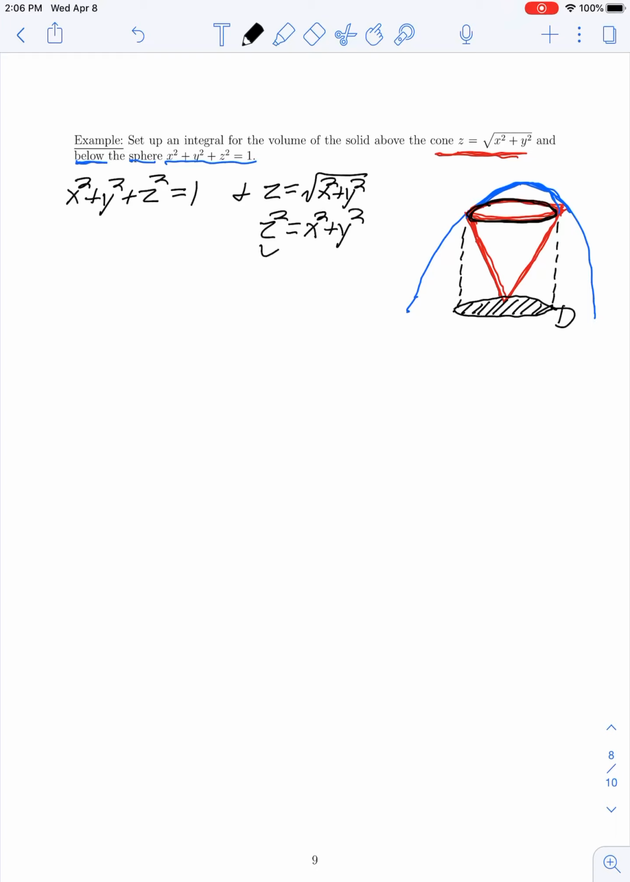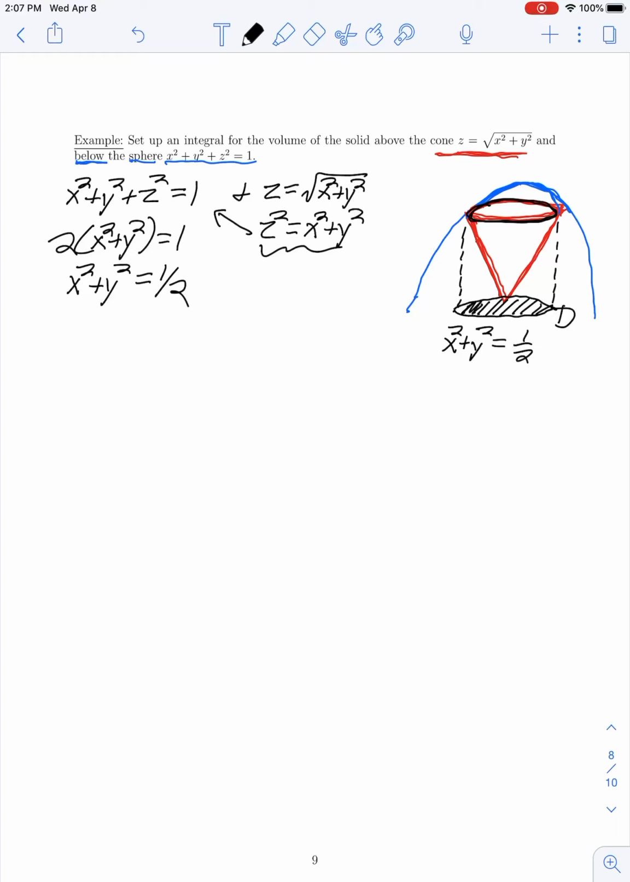So if I take the equation for this cone and I substitute it into the equation for the sphere, I have 2 times x squared plus y squared is equal to 1. So x squared plus y squared is then 1/2. So this curve of intersection for these two surfaces is given by x squared plus y squared equals 1/2. So it's a circle centered at the origin of radius 1 over the square root of 2.